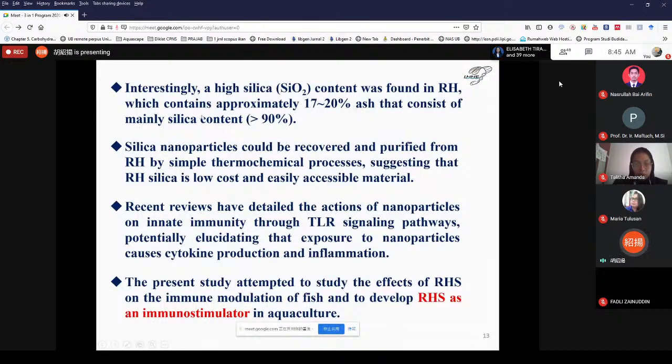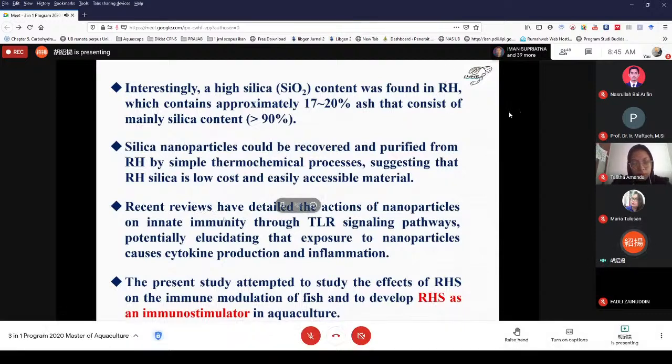So some studies already use a simple procedure to extract the silica. Here you can see the silica nanoparticles. They can be recovered or purified from the ash by some simple chemical process. It means that we can easily get the silica. We call the ash silica. It is a low-cost and easy-to-get material.